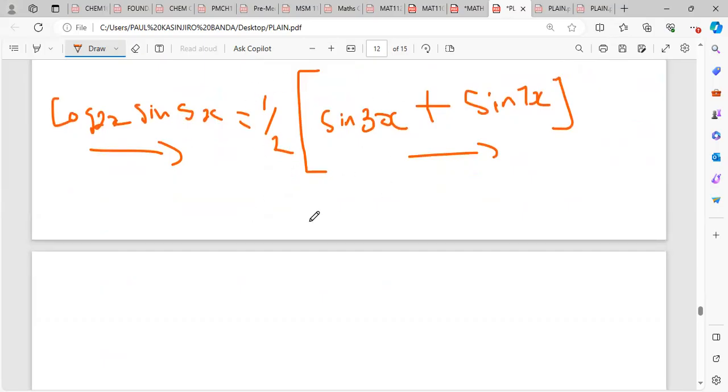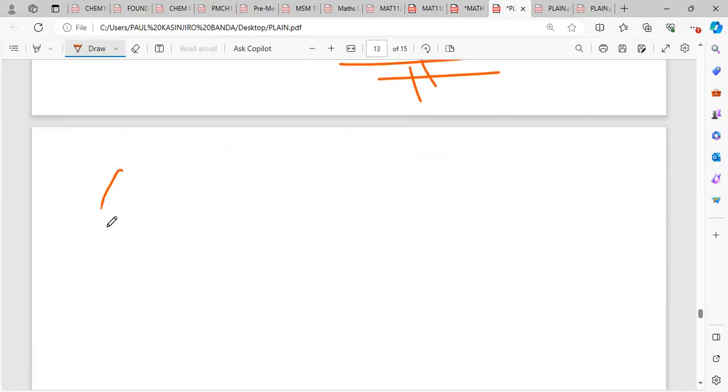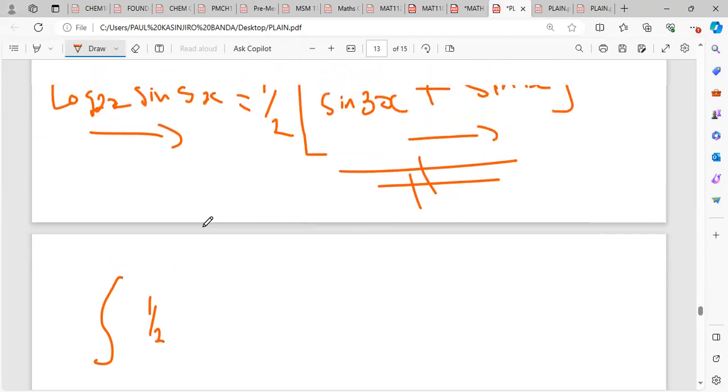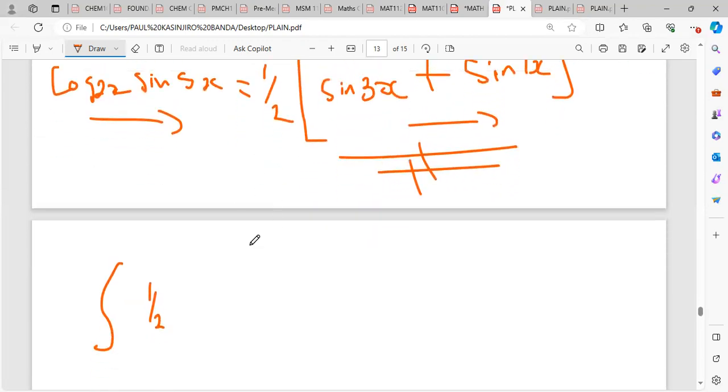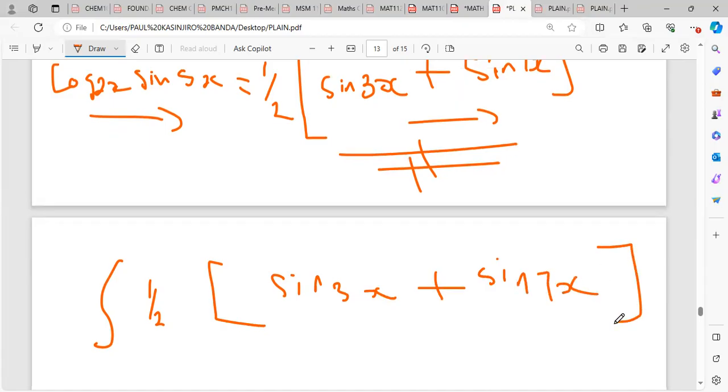So you should be using these. This one here, we've said that it's the same as that one. Now we take this and integrate it. We are going to say the integral of half, in fact this half here can even go outside, the integral of half times sine 3x plus sine 7x.